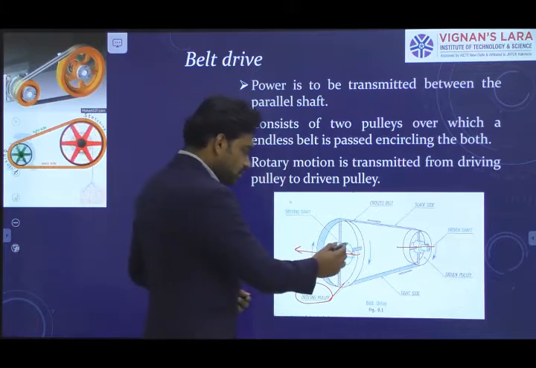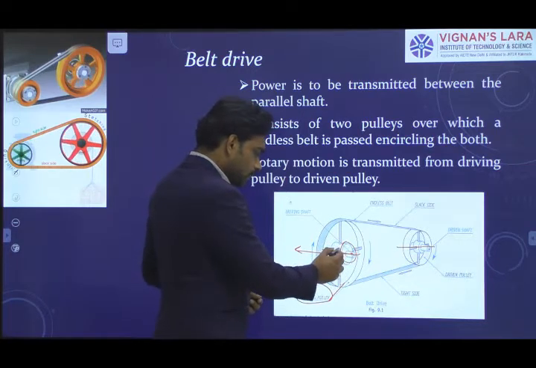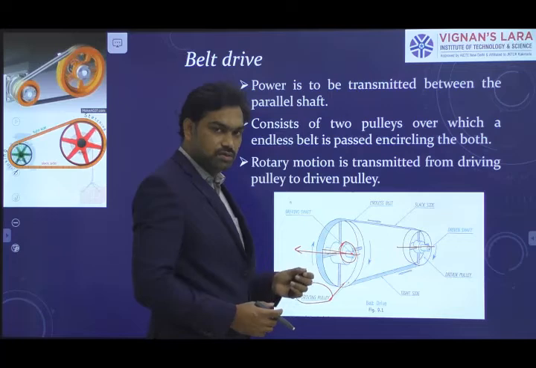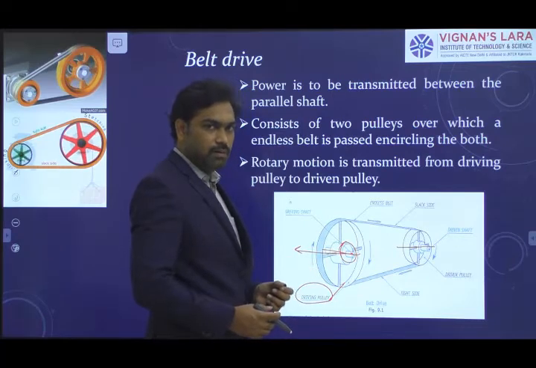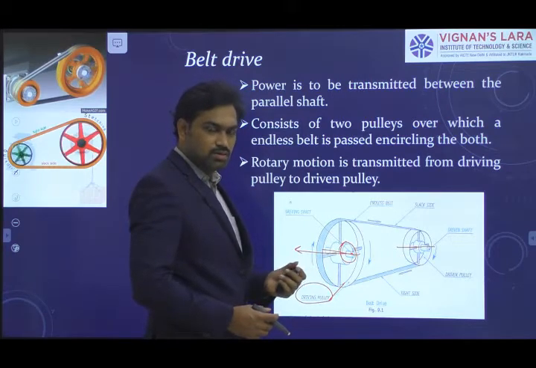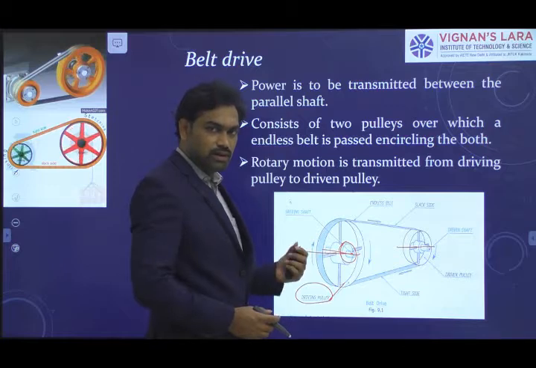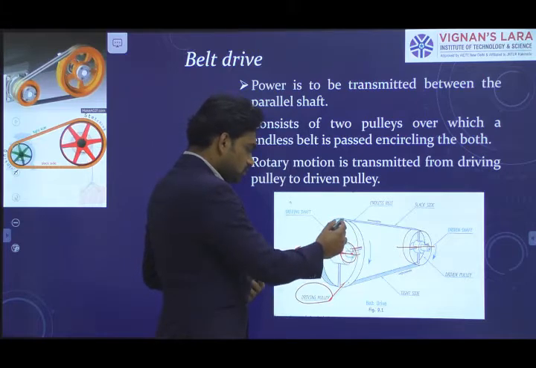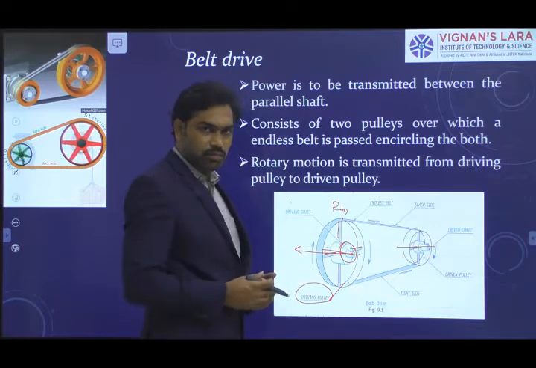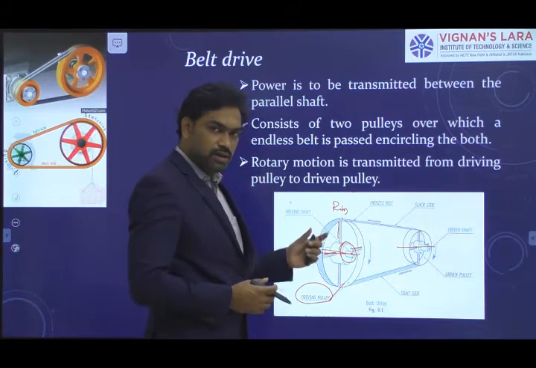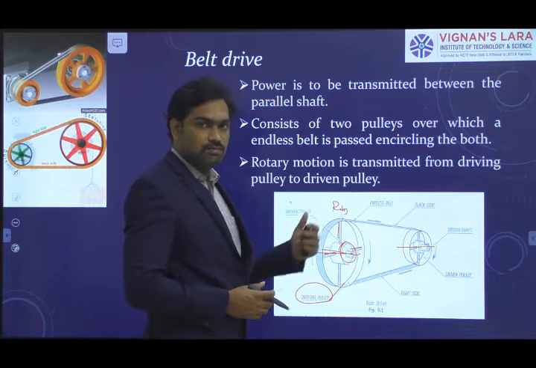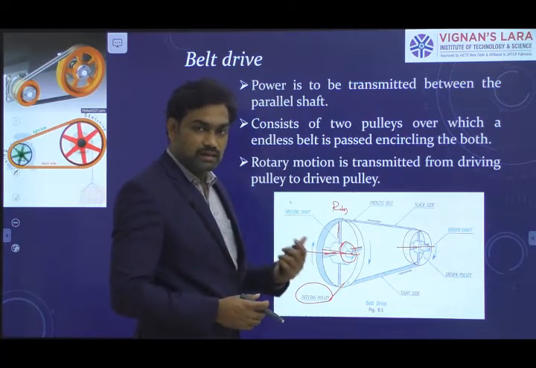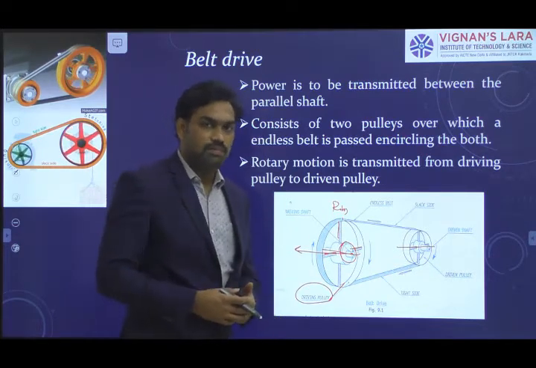The hub portion is placed on the shaft from which we are going to transmit the power, by means of a key, to avoid relative motion between the hub and the shaft. The arms are connected towards the rim. This is the portion of the rim where we can keep the belt upon it. Clear? Similarly, one more pulley is assembled on the other shaft where we need to transmit the power.